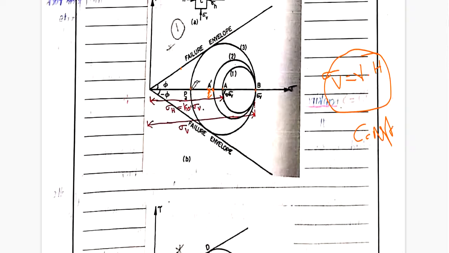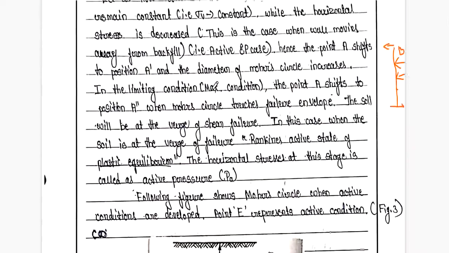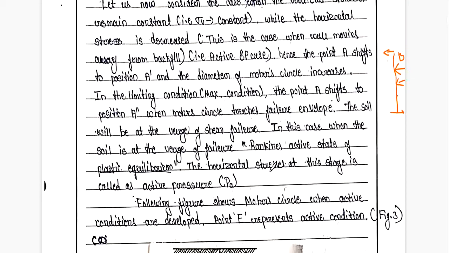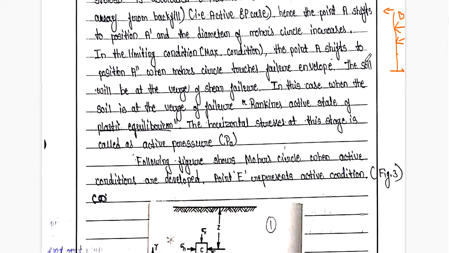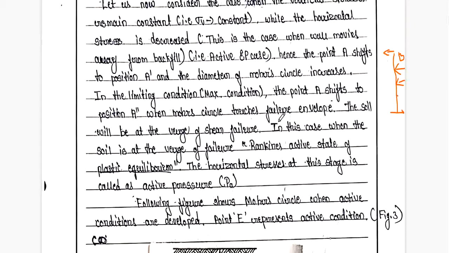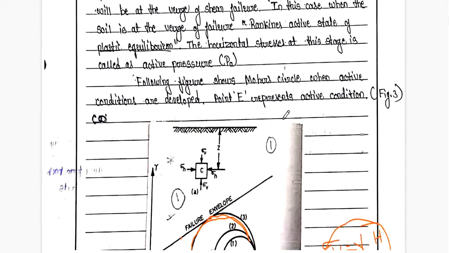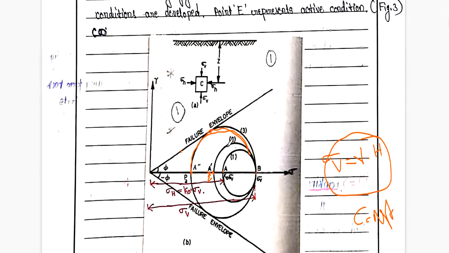If I draw the Mohr circle by considering the movement of the retaining wall in an active case, at a certain point the Mohr circle is going to touch the failure envelope. At that particular point it is called plastic equilibrium. It is the active case, that is why it is called Rankine's active state of plastic equilibrium. Same thing I have written over here. A to A dash it will move, and the diameter of the circle will increase. A dash to A double dash it has moved, and the diameter of the circle increases.